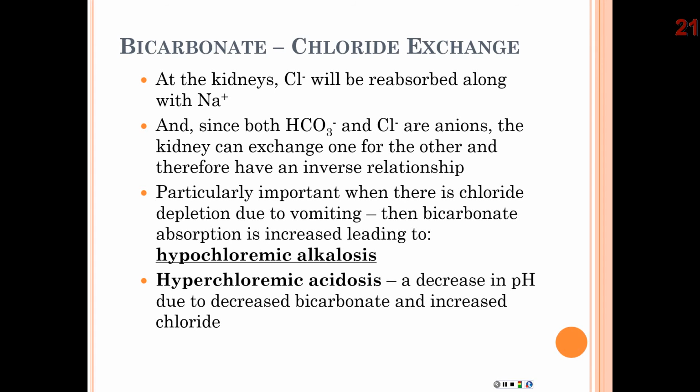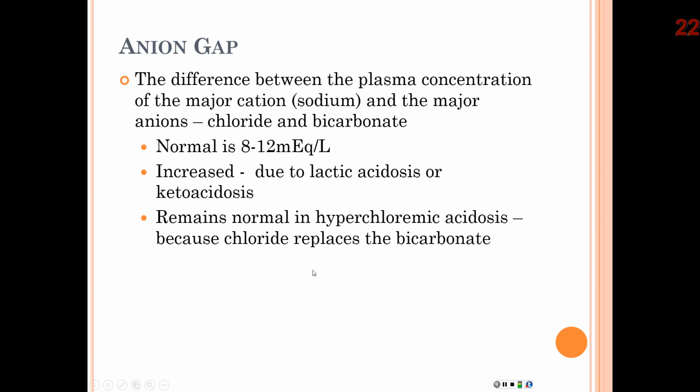Likewise, hyperchloremic acidosis is a decrease in pH due to decreased bicarbonate and increased chloride. So we can see these inverse relationships going on. This last bullet point here isn't linked directly to vomiting, but what we can see is if we get into a decrease in pH, which means we have more hydrogen ions and less bicarbonate, that we can have a state of hyperchloremic acidosis. So these are buffer situations that can occur.